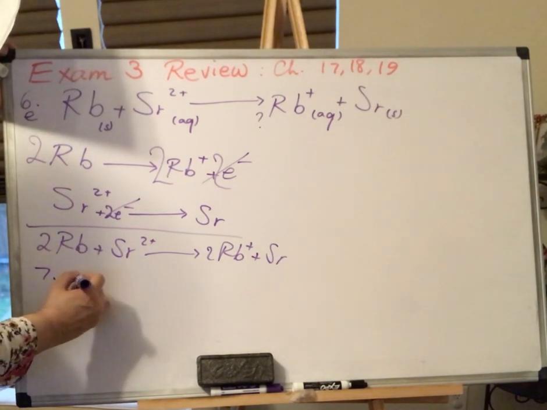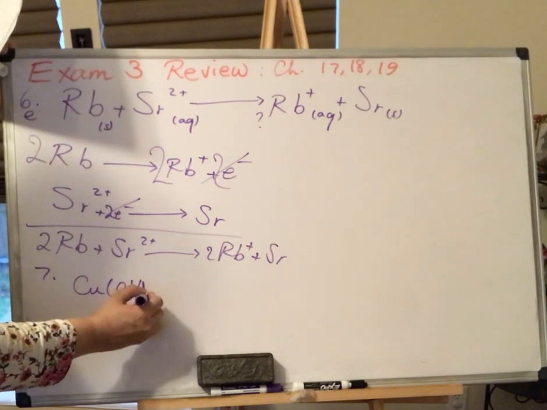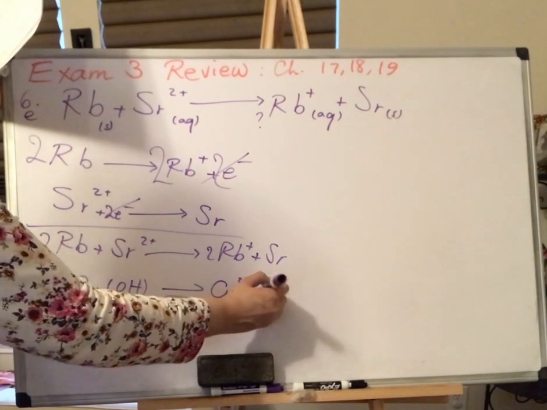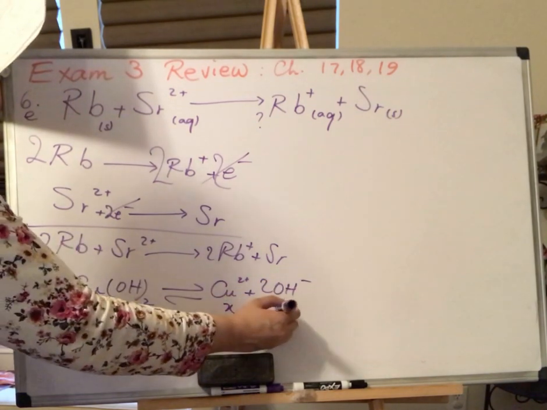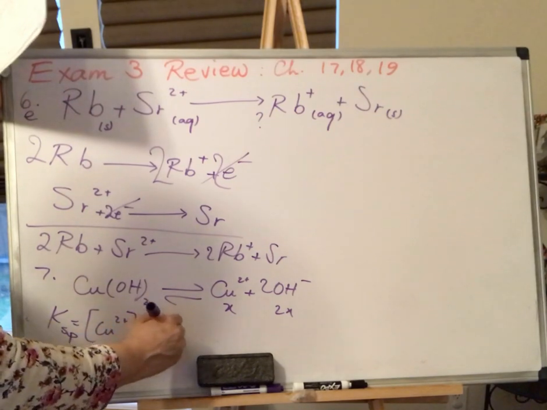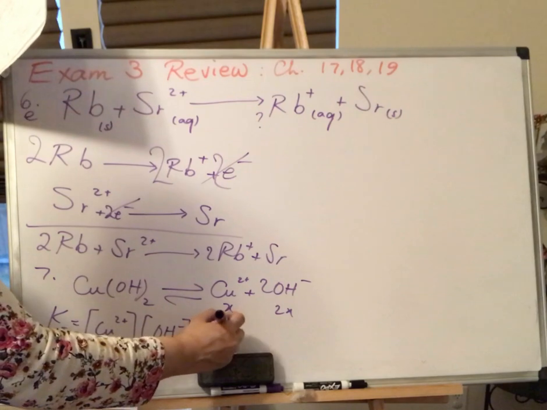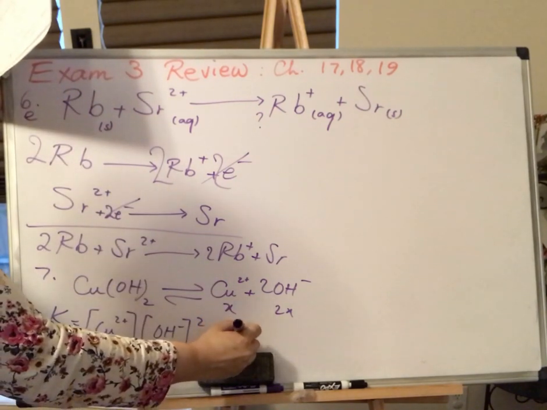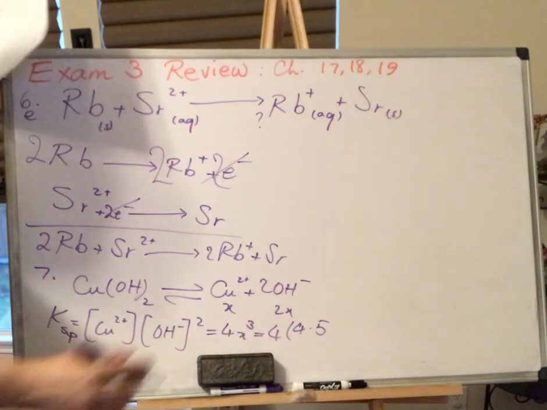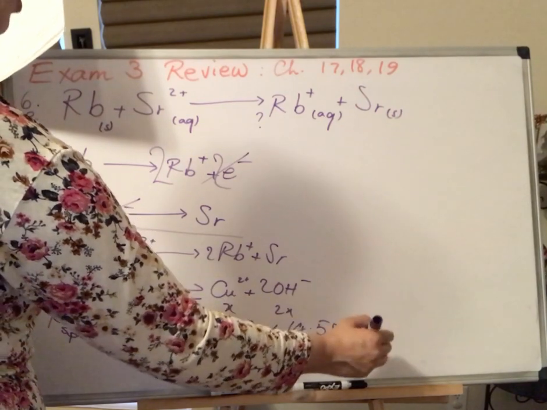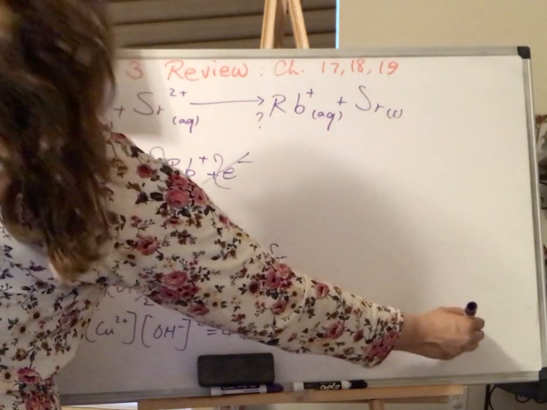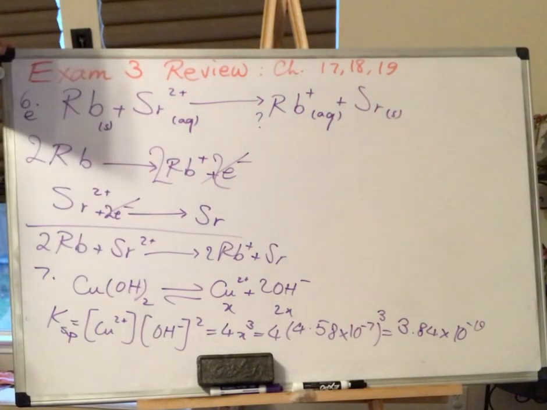So, copper 2 hydroxide, we have X and 2X, so KSP is going to be Cu times OH negative squared, which is going to be 4x cubed, which is 4 times 4.58 times 10 to negative 7 molar cubed, and it's going to give you KSP as 3.84 times 10 to negative 19. The answer is going to be B.